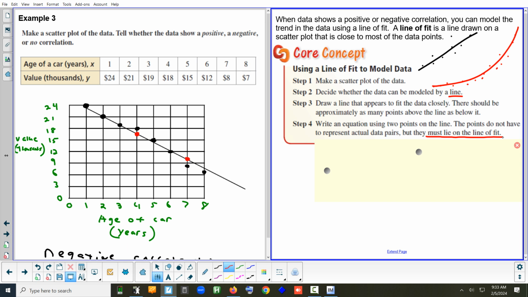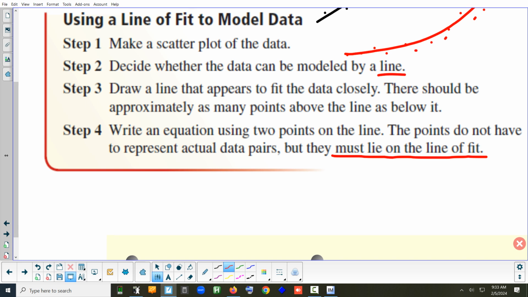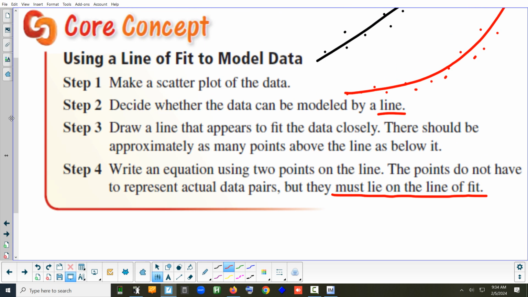So even though I could use these red ones, I wouldn't. Because now I have to estimate, like, what is that? It's about maybe 16, 16 and a half. That's not a nice number to have to estimate. But pick any two points you want that are on your line. They can be original data points, or they can be two points that you choose. They just have to be on the line. Does everybody have the steps 1 through 4?